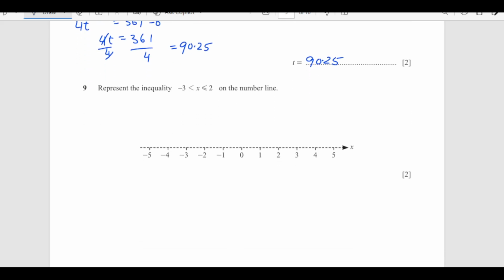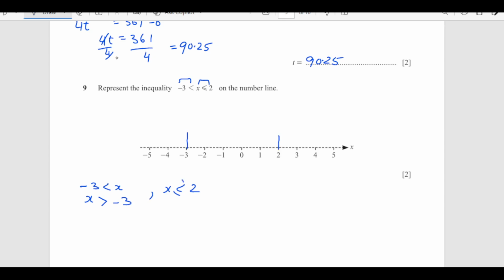Now number 9, represent the inequality on the number line. So we have this inequality. As you see, this can be split into two parts like this. So we have here negative 3 is less than x, and also we have x is less than or equal to 2. So if we change the side, it can be x is greater than negative 3. So our number line has negative 3 here and 2 here. Just draw these two bars.